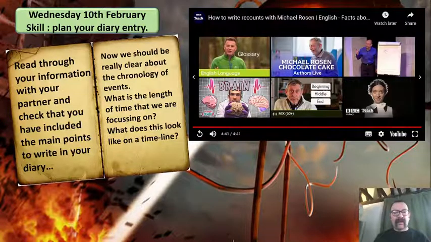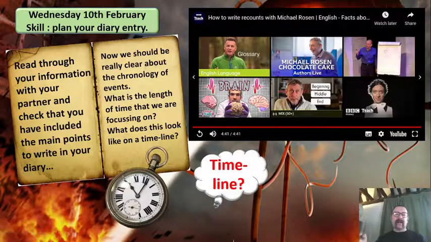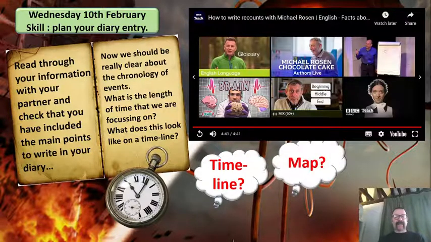Okay, so Michael gave us 2 examples there. So you could create a timeline like we did for our newspaper last week. You could map it out, so you could actually draw the map, the route map of your journey from Woking towards London. So we looked at our maps yesterday, so it's up to you. For me, I'd do a combination of both of them.